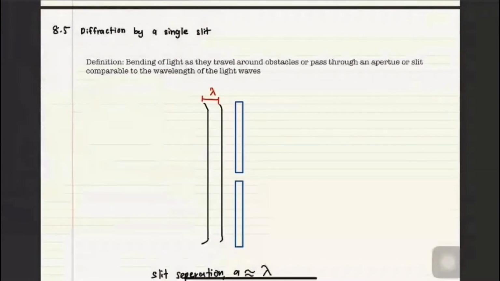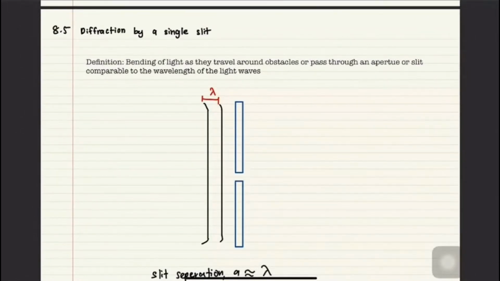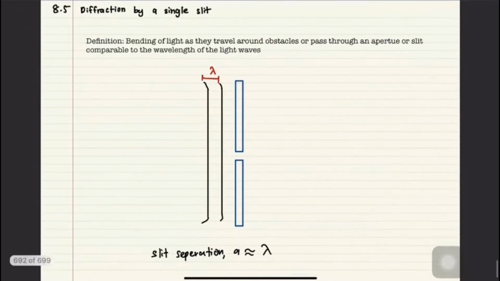Okay, so by definition, for a single slit, diffraction is the bending of light as it travels around an obstacle or passes through an aperture or slit comparable to the wavelength of the light wave. At the start of this chapter, when I discussed Huygens principle, I showed you what will happen if the slit separation is comparable to lambda. Lambda is the wavelength. So if it is comparable, then it will produce a circular wave over here.